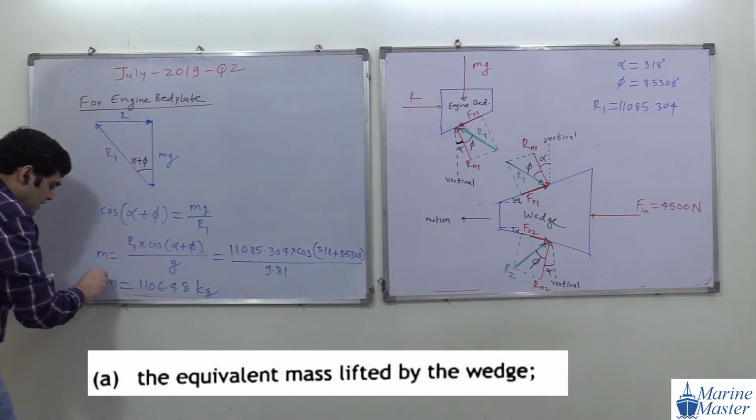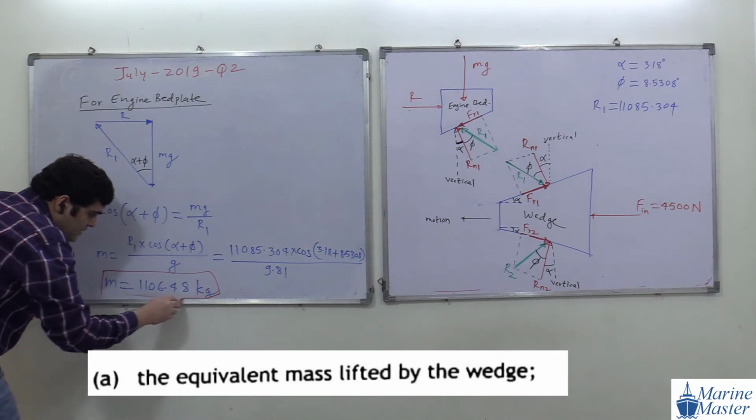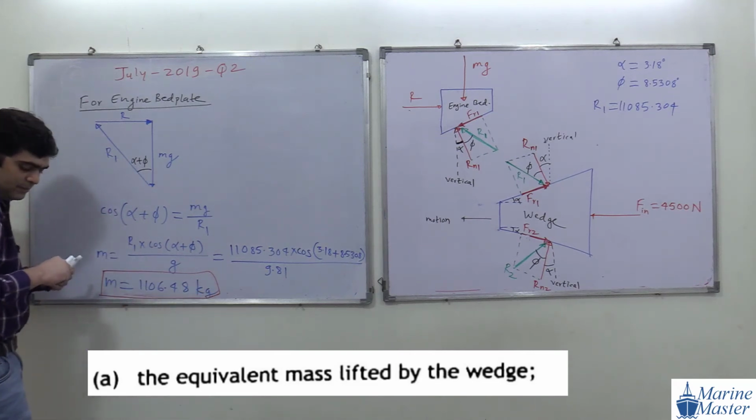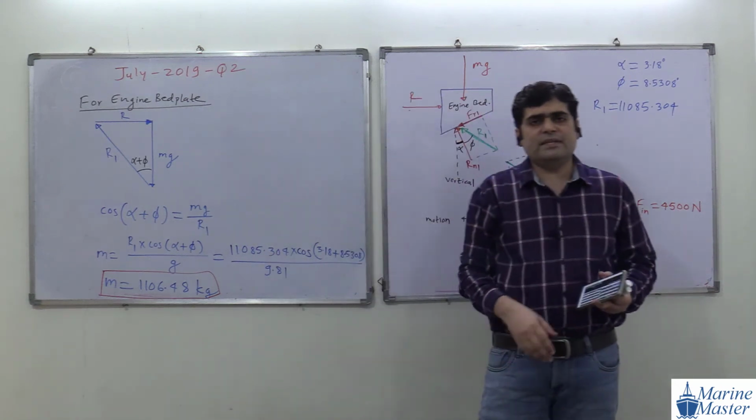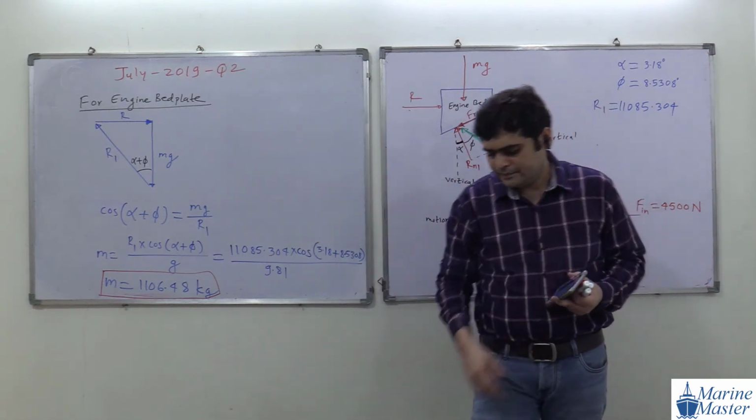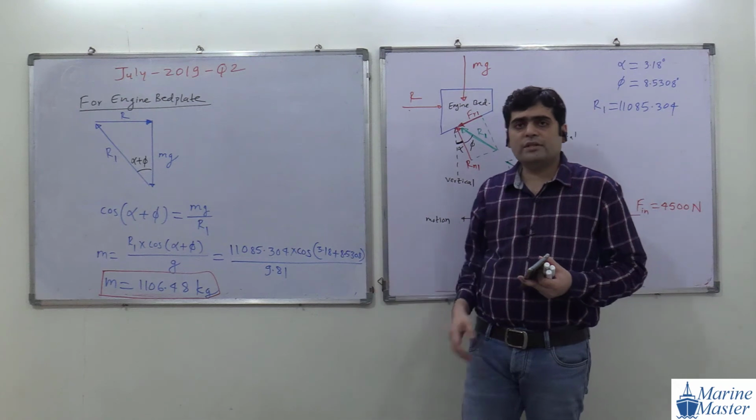In part A, what are they asking us? They are asking us for mass M. So please everyone write down all these things. Okay, a very simple scenario, guys. Please write down all these things.